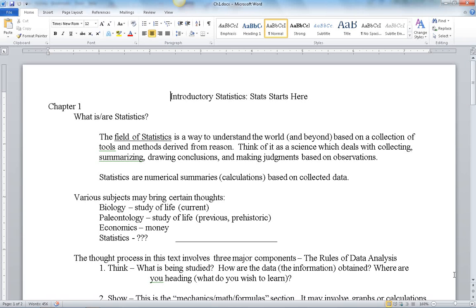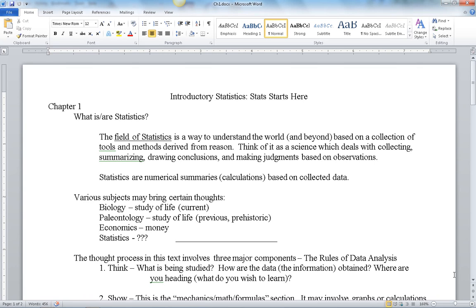So in chapter 1, what I want to do is give you a definition of what the field of statistics might represent. It's a way to investigate the world around us based on collecting information and then using well-defined, well-used methods from reason to investigate what that information, that data, those characteristics tell us. You can think of it as a science dealing with collecting, summarizing, drawing conclusions, and making judgments based on observations.